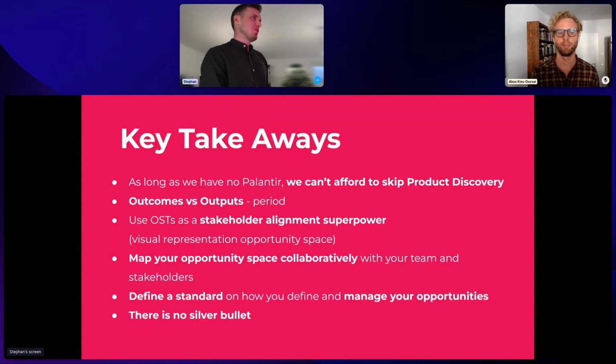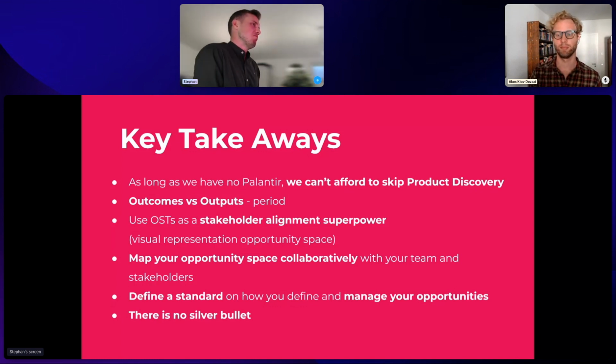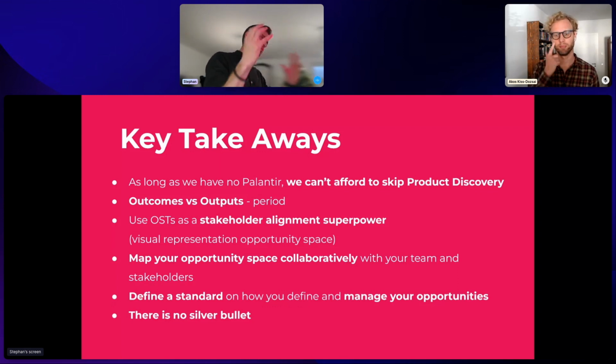So quickly wrapping this topic up, a couple of key takeaways. If we don't have a Palantir, we can't afford to skip product discovery, especially not for impactful and critical products. Outcome versus outputs. Think about the verbs versus noun topic on how to prioritize. Use OSTs as a stakeholder alignment superpower, right? So make sure you can visually structure it and help them to understand what you are ultimately aiming to achieve. And there's more than one solution. And if they come up with one, it's great, but put it into context, make it comparable.